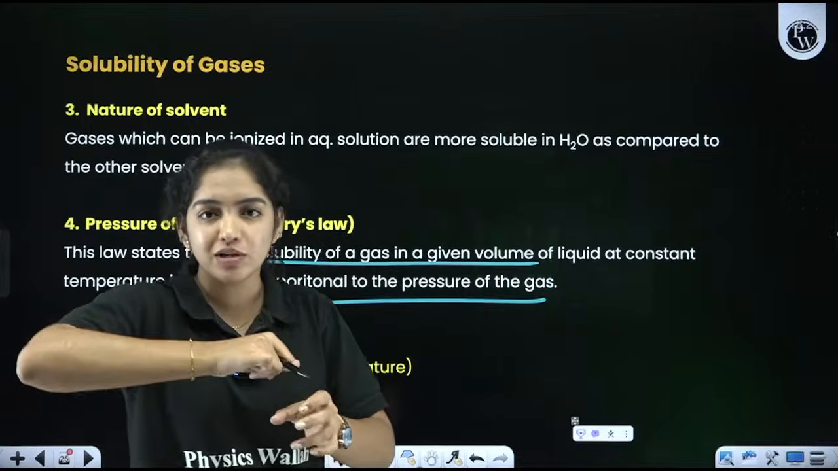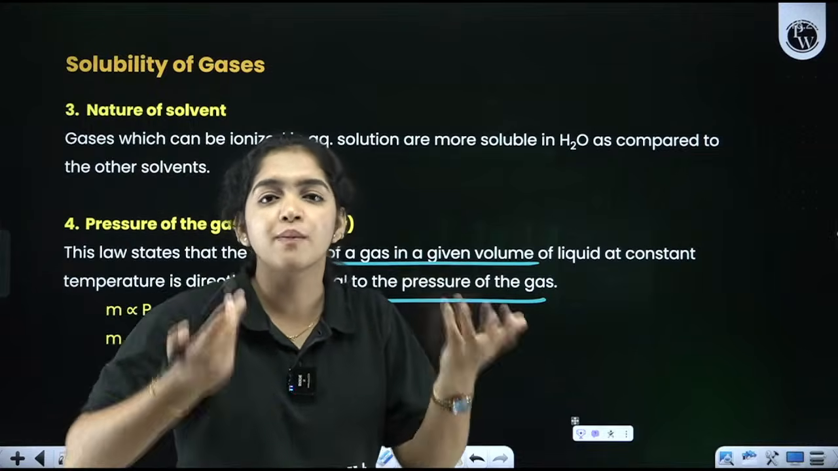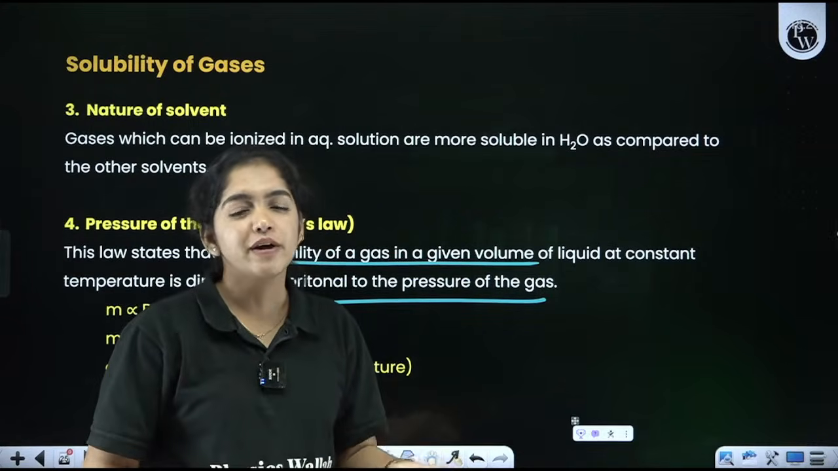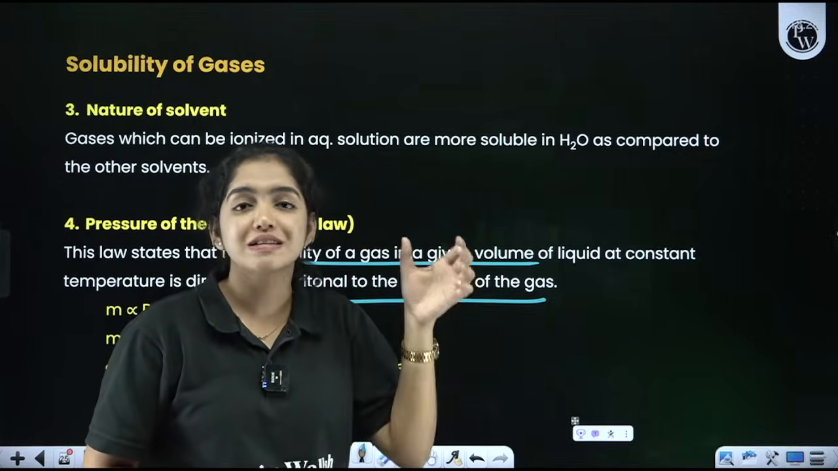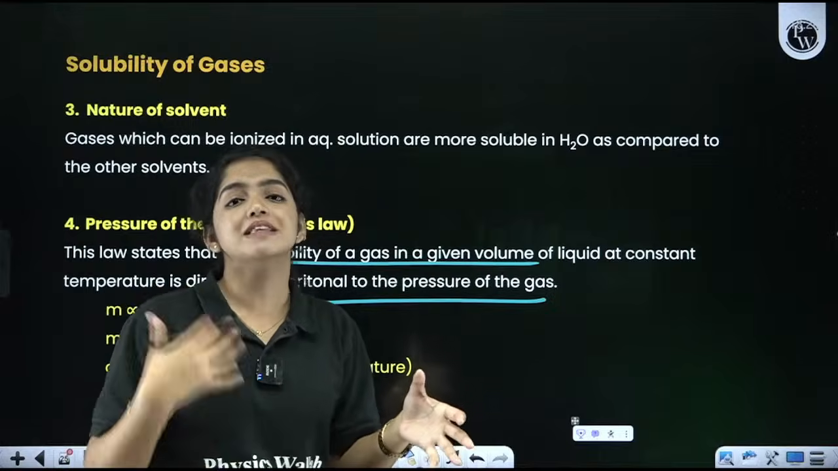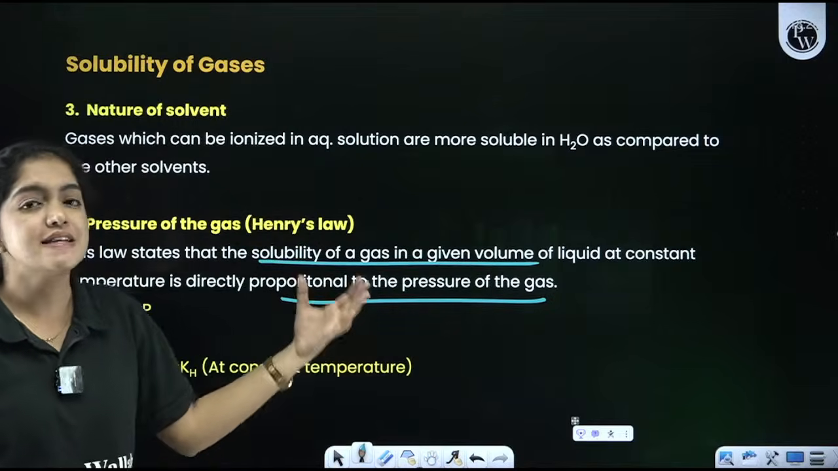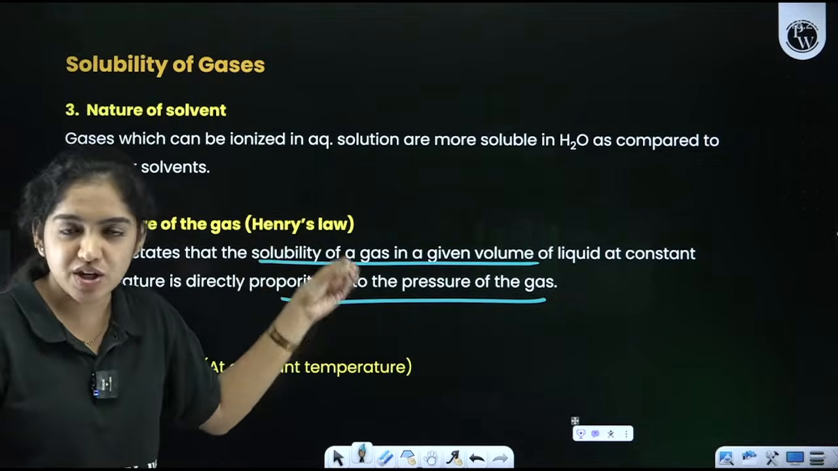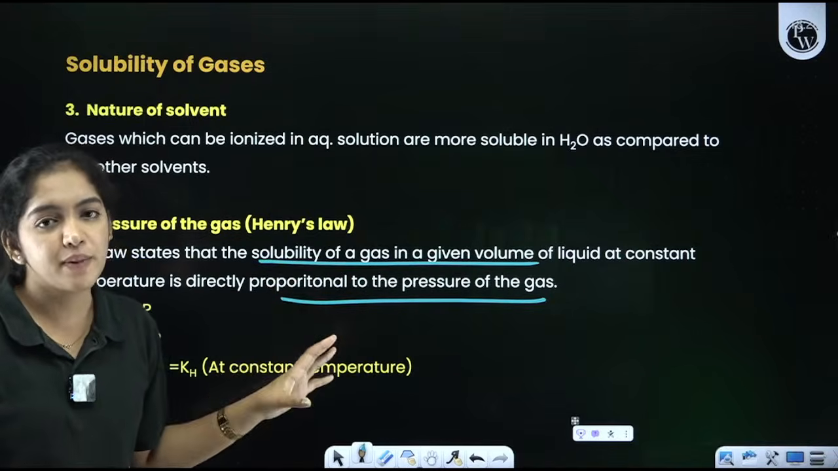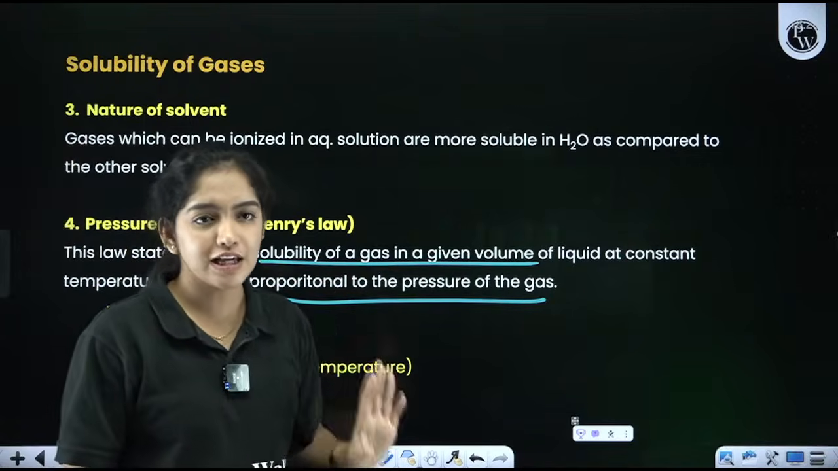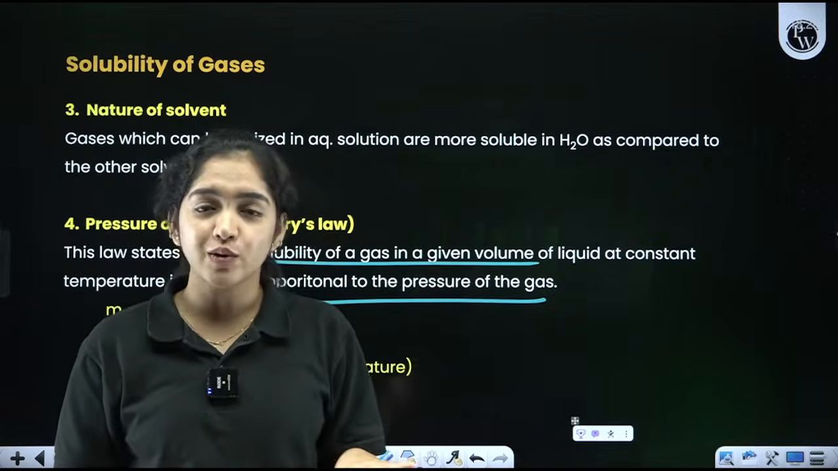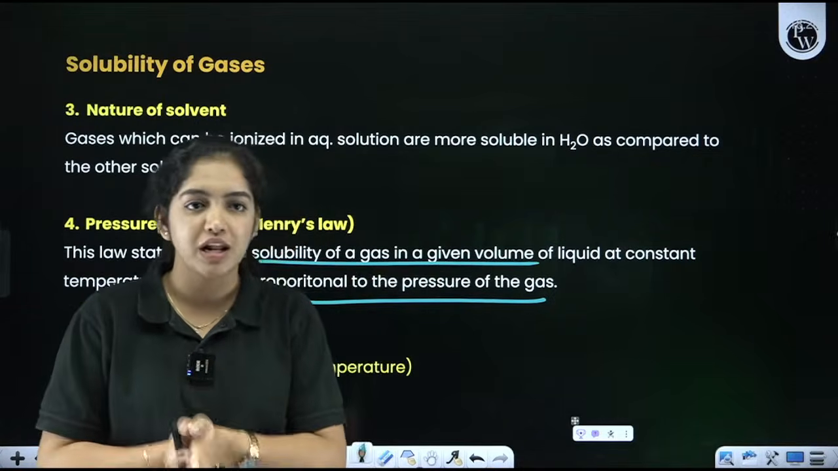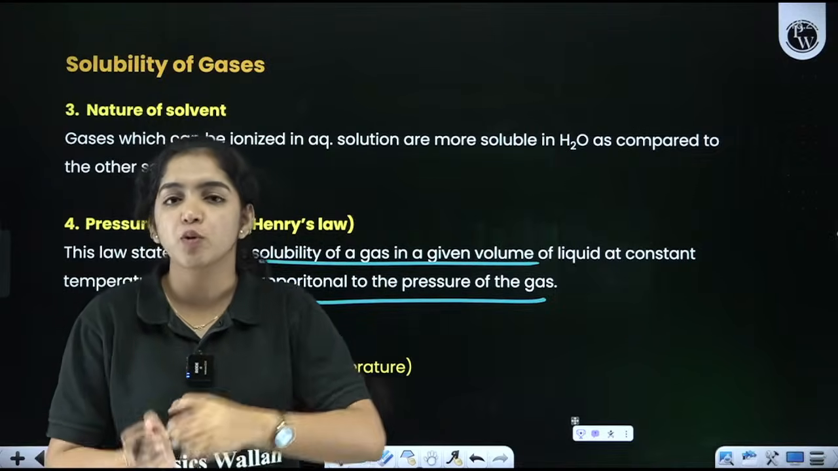And one more thing, why are our soda bottles sealed under high pressure? When we open the bottle cap, what will happen? The drink will come out, right? Why is it coming out? Because the carbon dioxide is sealed under high pressure to make the solubility more. So that is the relation here. When we apply pressure on a gas, it will easily dissolve in the liquid. Got it? So when pressure increases, solubility also increases. Solubility is directly proportional to pressure.